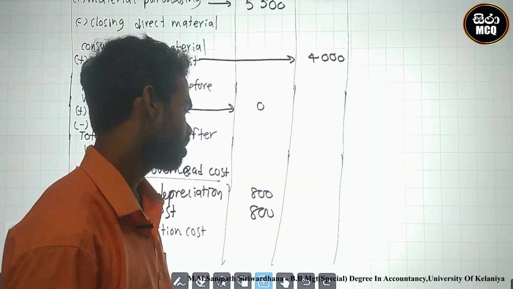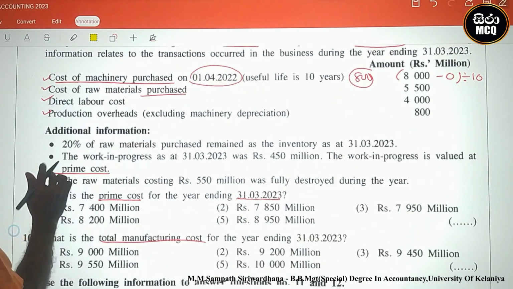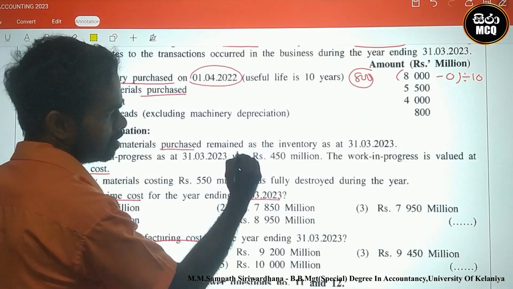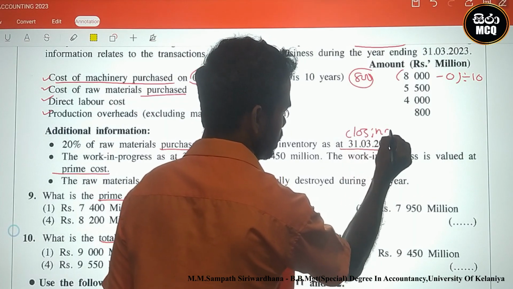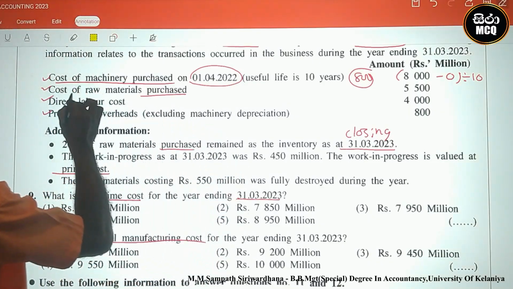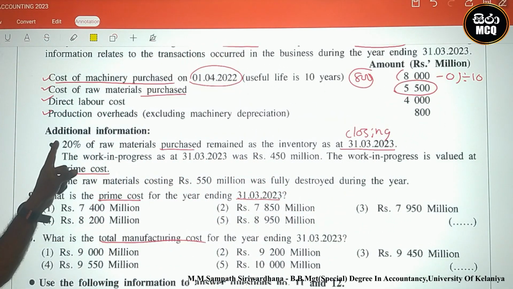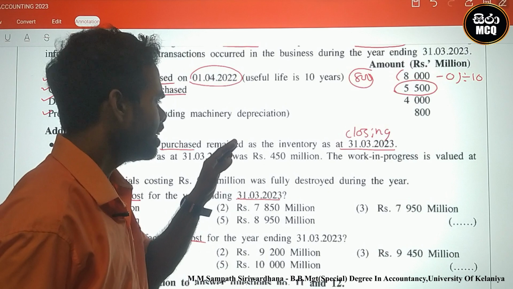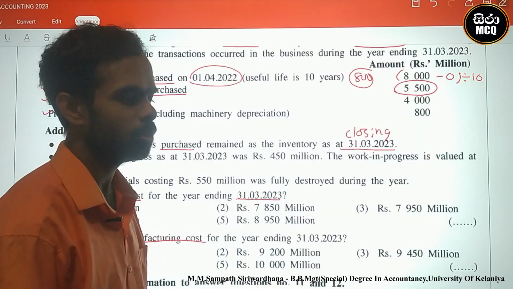Okay, next one. Additional information: 20% of raw material purchased remained as inventory as at 31st March 2023. This is the closing date. The cost of raw material purchased was 5,500 million, and 20% of the raw material purchased remained as inventory at closing, 31st March 2023.